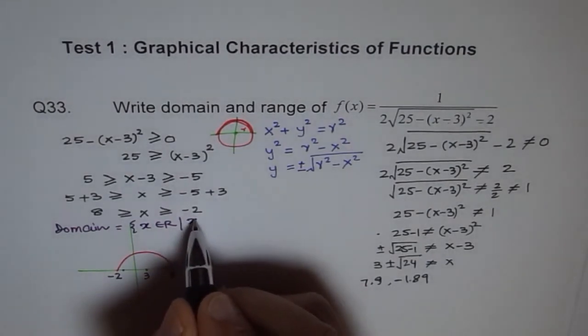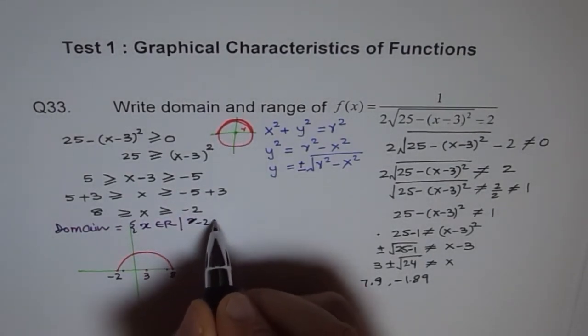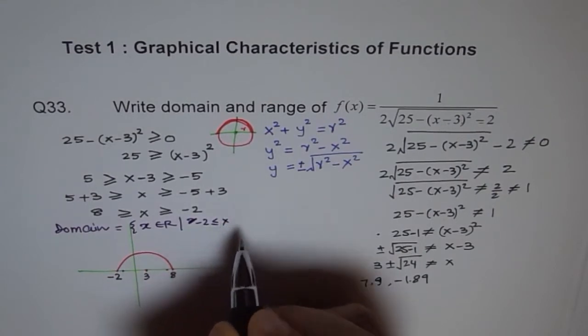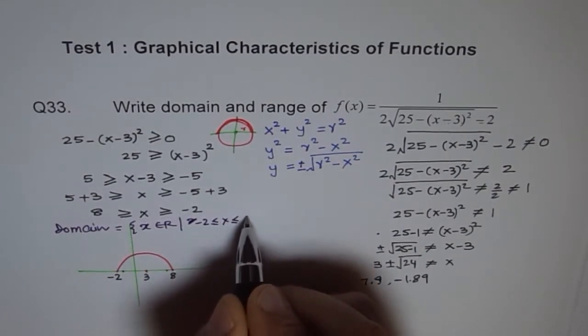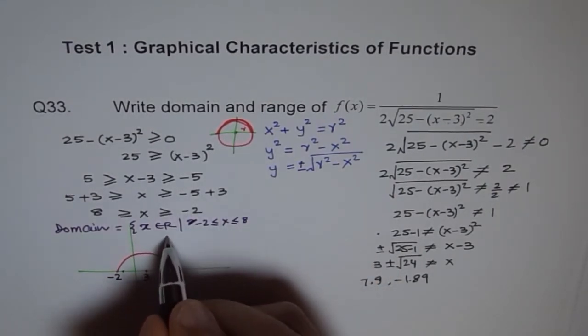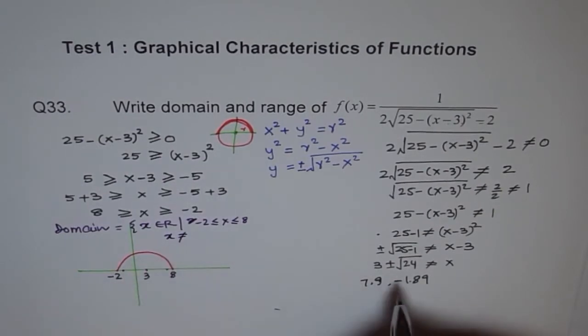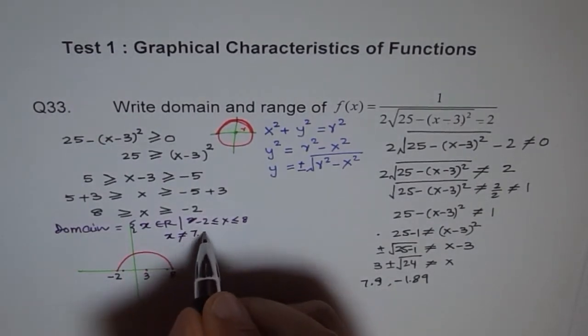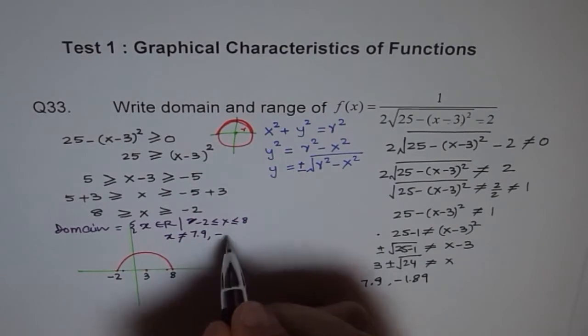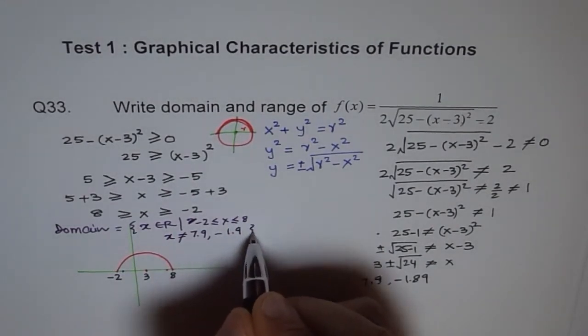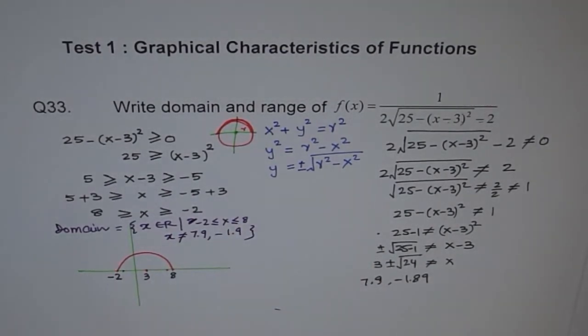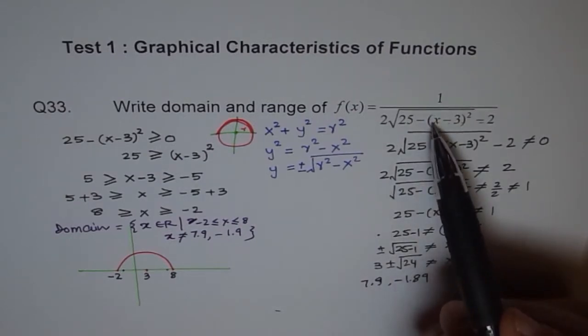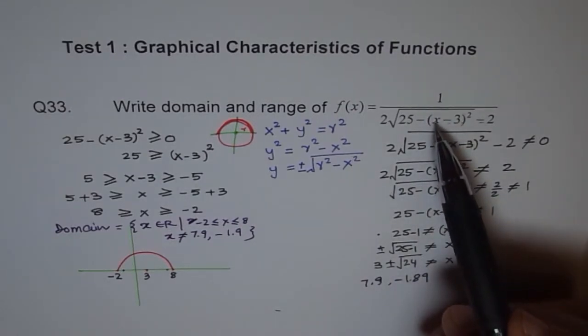So let me write minus 2. X is between minus 2 and 8, both included, and x is not equal to 7.9 and minus 1.9 approximately. Okay, so that's my domain. Now how to find the range? To find range, we need to do reciprocal of this, correct?